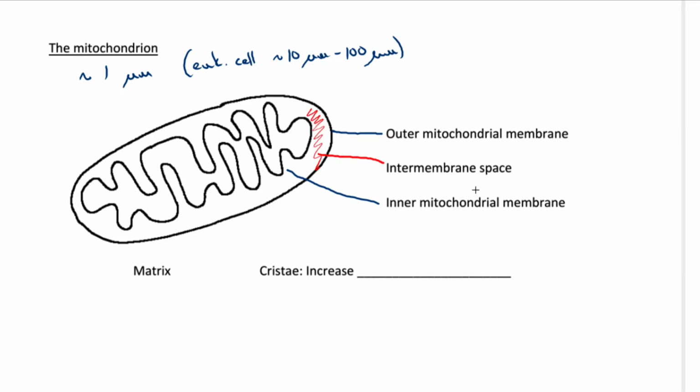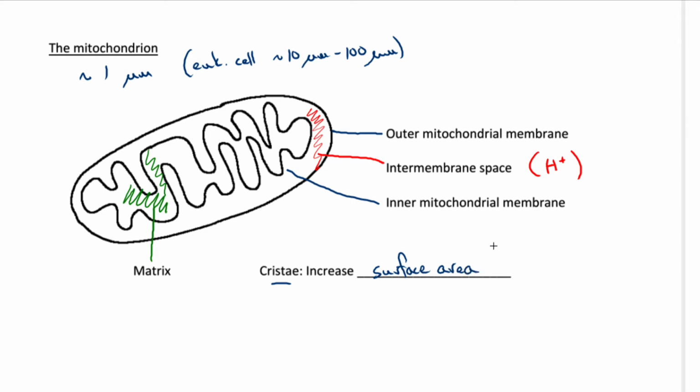And that space is going to be really important because it's going to be a storage spot for protons. Protons are going to be pumped into that space, and that's going to act as a store of potential energy, as we'll see when we go into this in more detail. And inside of that is the matrix. The matrix is this space in here, and that's like the cytoplasm of the mitochondrion. These folds that we see in the inner mitochondrial membrane are called cristae, and their role is to increase the surface area of the inner mitochondrial membrane.